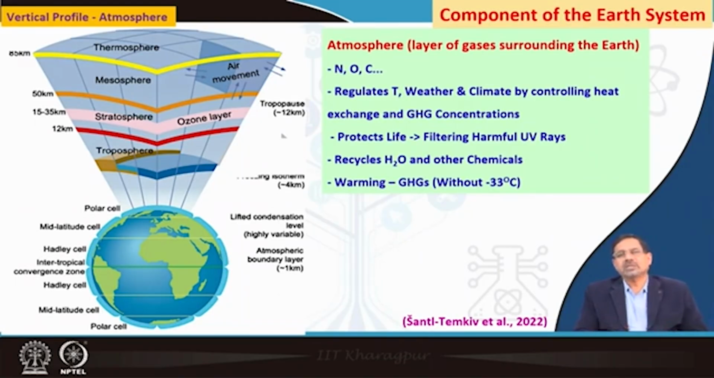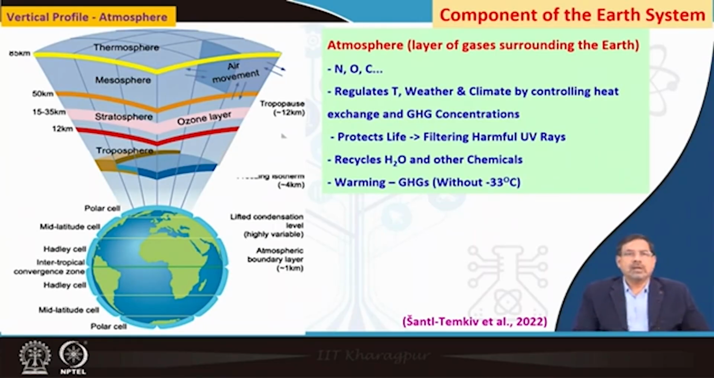The effect of greenhouse gas warming is to the tune of 33 degrees centigrade. So friends, if the Earth's average temperature is about 15.6 degrees centigrade these days, had the greenhouse gases not been there, then the Earth's average temperature would have been less by 33 degrees centigrade. So it is very, very important. That is why the understanding of the atmosphere and the different vertical strata is very, very important.